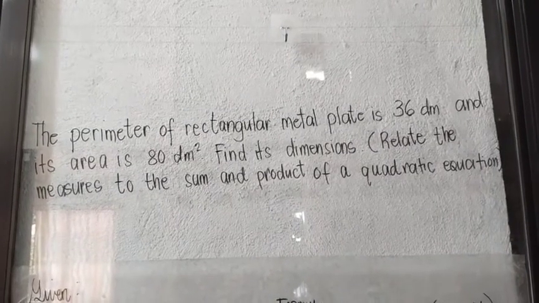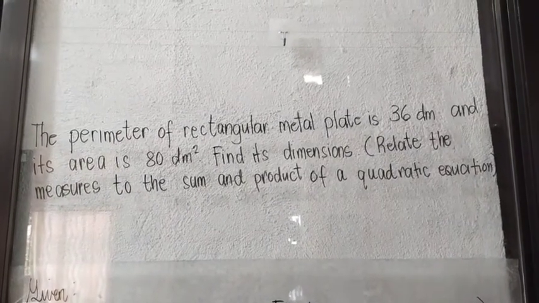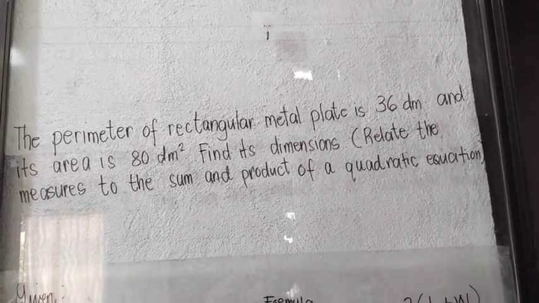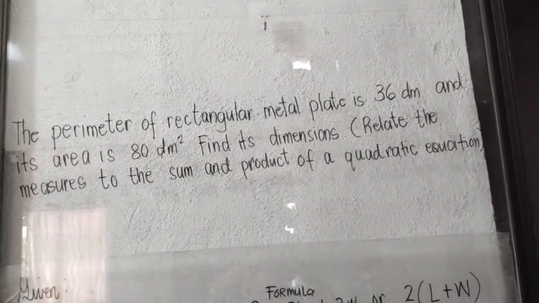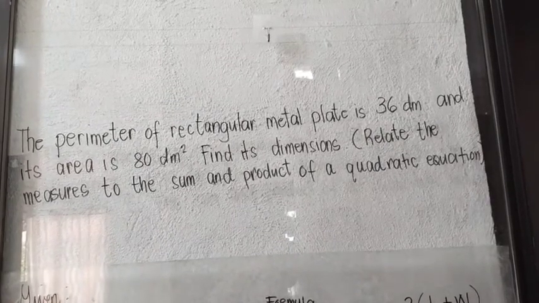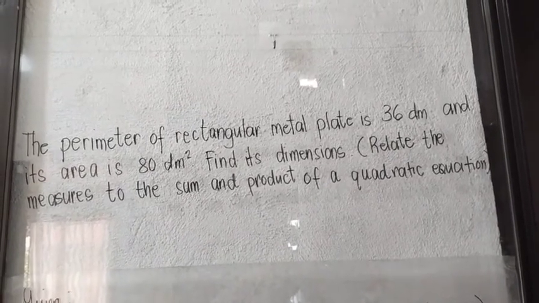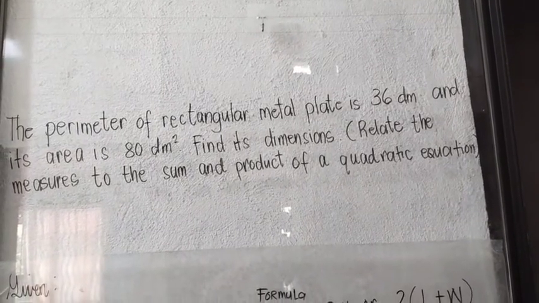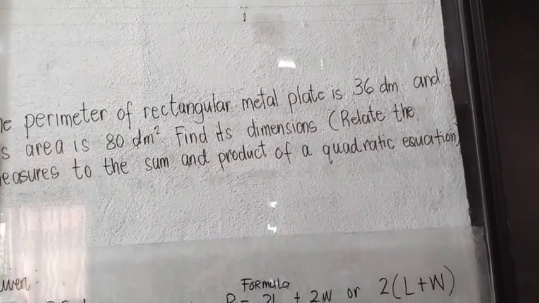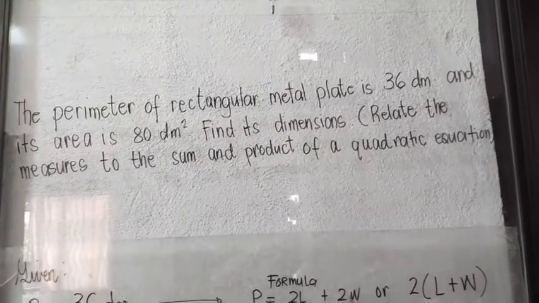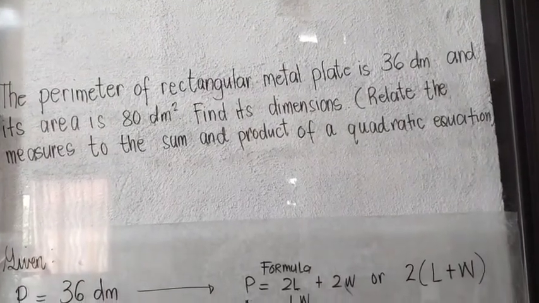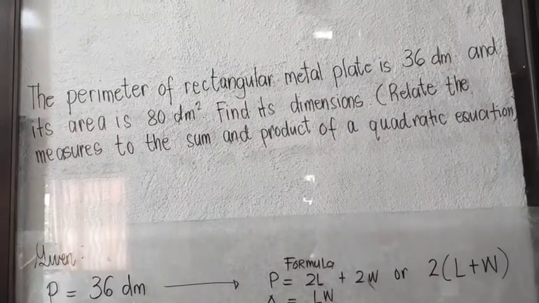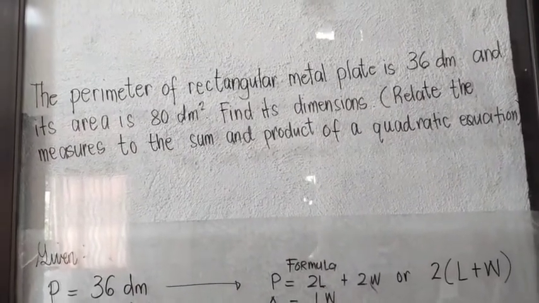In this problem, the perimeter of a rectangular metal plate is 36 decimeters and its area is 80 square decimeters. It is our task to find its dimensions, and also relate the measures to the sum and product of a quadratic equation. So, ito ay matatagpuan natin sa ating Week 2 Learning Task number 4 for Quarter 1.